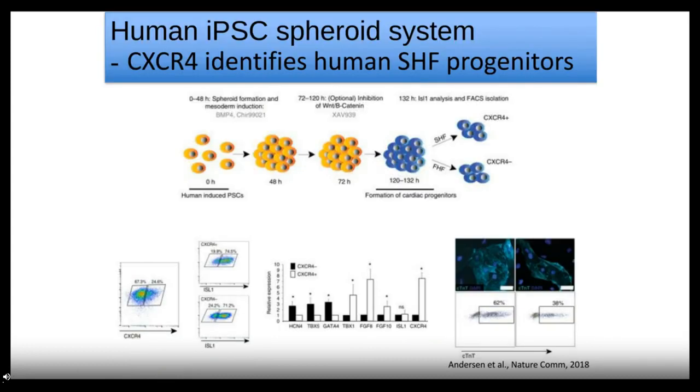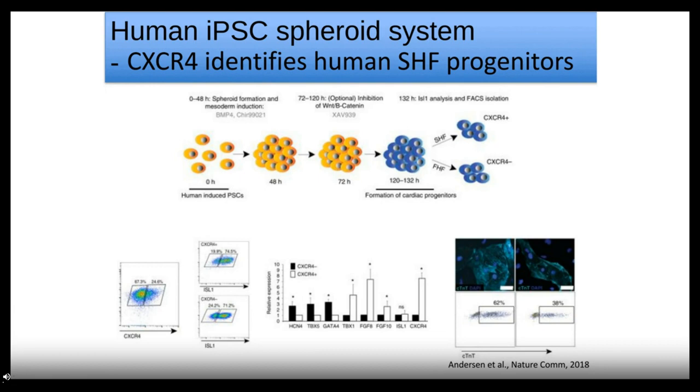Next, we also wanted to show whether we could develop this system for human iPSCs. As you can see here, we devised a very similar protocol. This time it's human with no transgenic markers at all. But because we have the information on CXCR4, we believe that we could use CXCR4 to potentially identify first and second heart field. So in the human system, we're taking human iPS cells, forming aggregates, and differentiating them very similarly to the mouse cells that I just mentioned.